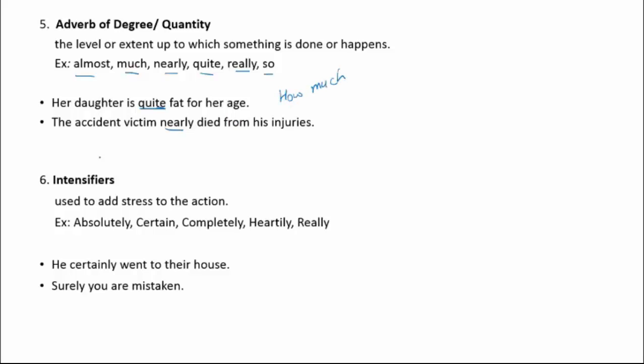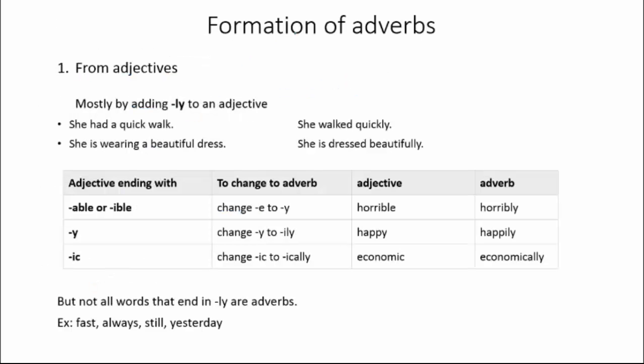Now, intensifiers. This is not really a main type of adverb. It is more a usage of adverbs in a sentence. Intensifiers are words which just add some extra stress to the action, like absolutely, certainly, completely, heartily, really. He certainly went to their house. Surely you are mistaken. They just add stress to the action that's happening. Okay? Now let's discuss how adverbs are formed. Adverbs are primarily formed from adjectives.